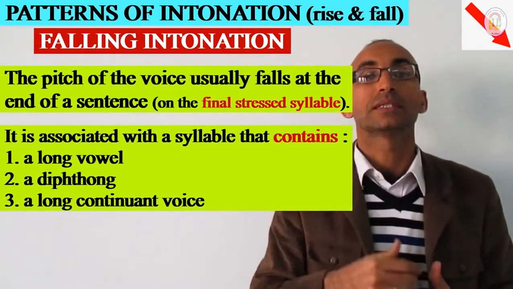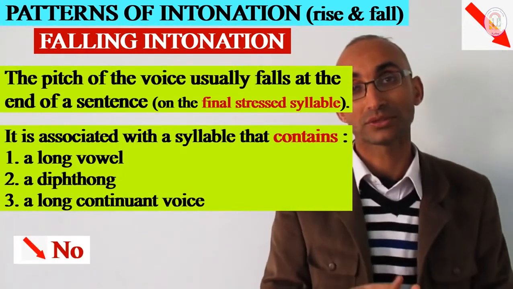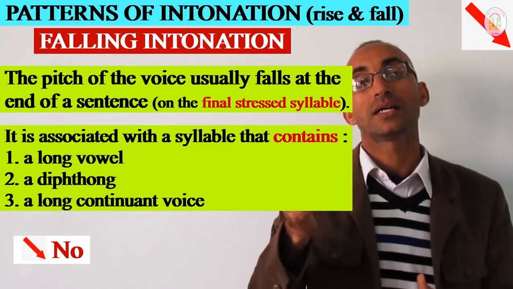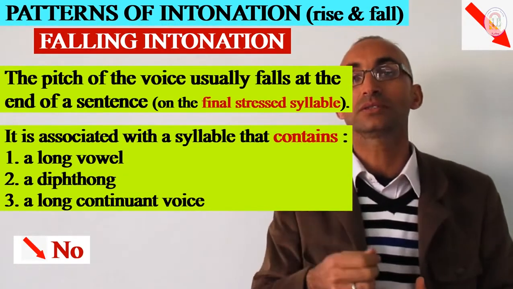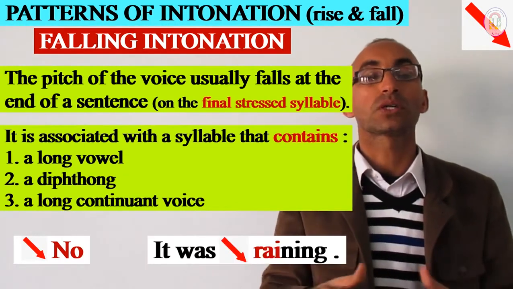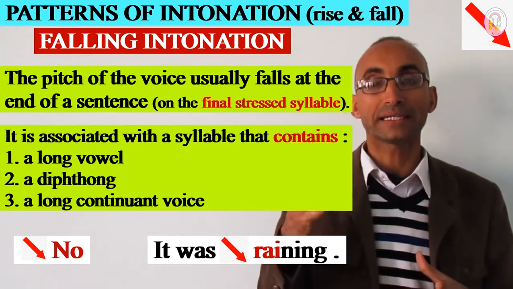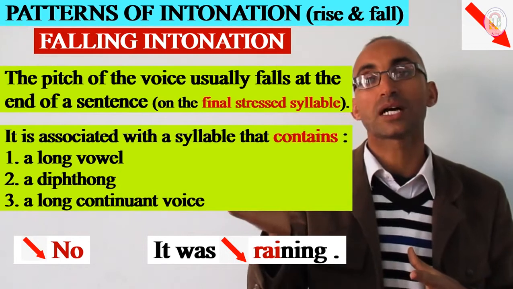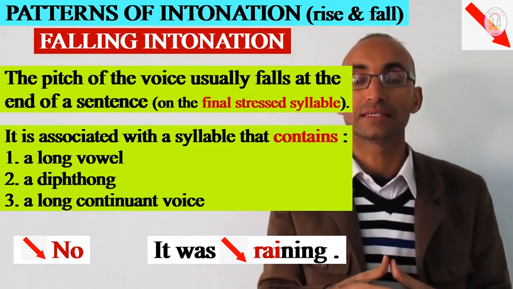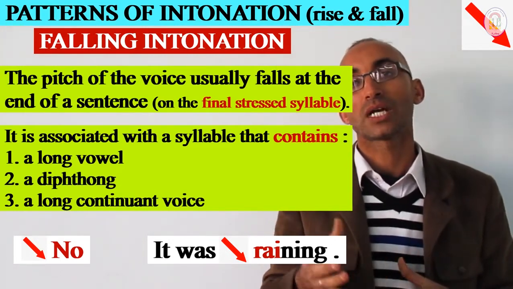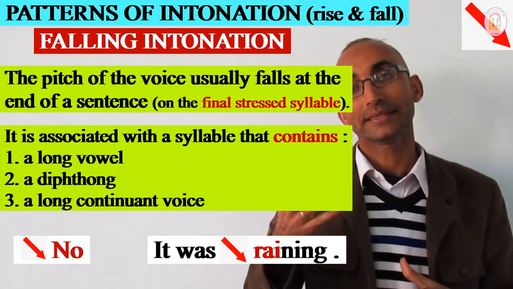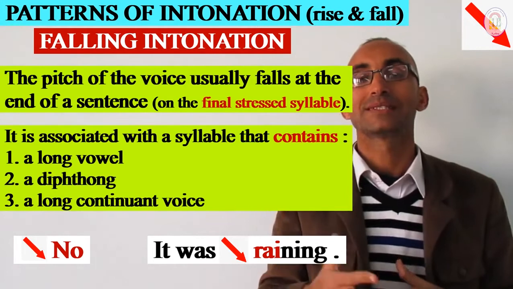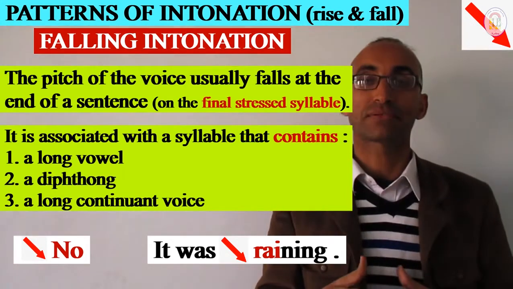For example, I have no, it contains a diphthong ow, that's why it receives falling intonation. Also, it was raining. Raining starts with rain. It contains also a diphthong here, a. So here also it is falling intonation, right, at the level of the end of this sentence and utterance.